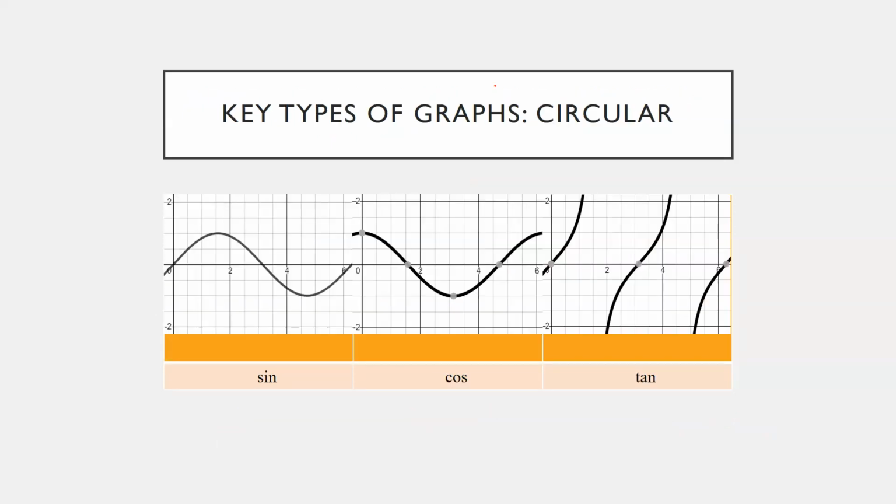We also have circular functions, sine, cos, and tan. With our sine and cos graph, we should note that the period is 2 pi, while for tan, the period is pi. That is, the graphs are going to repeat every 2 pi or pi, respectively. The other thing that we can note is that the amplitude is 1 in both cases.